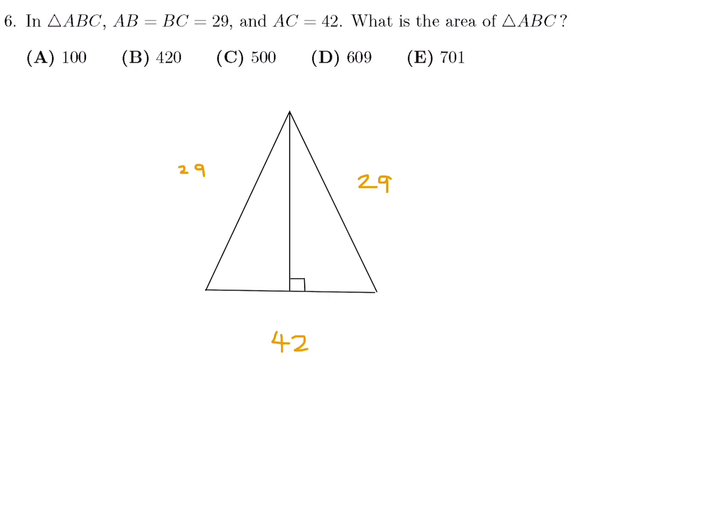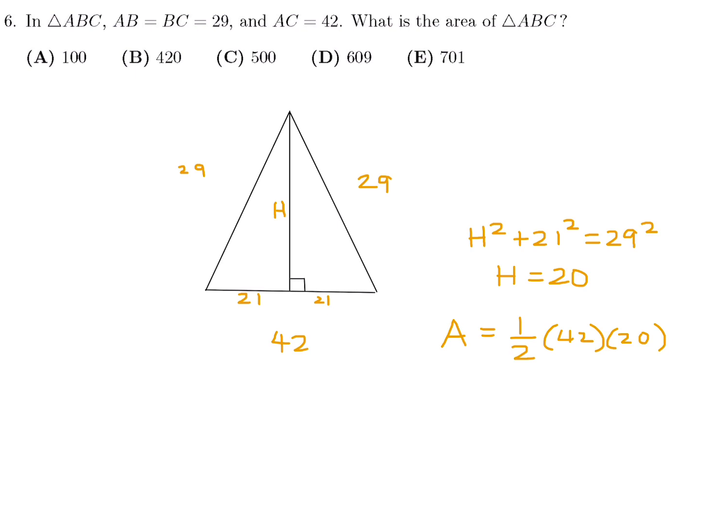And when you drop that perpendicular, it chops the bottom in half, so this becomes 21, and this becomes 21. So now I can figure out the height using Pythagoras. h squared plus 21 squared is 29 squared. And when you solve for h, you get h is equal to 20. So now the area you can easily figure out: 1/2 base times height. The base is 42, the height is 20, and therefore this is 420. So number 6, the answer is B.